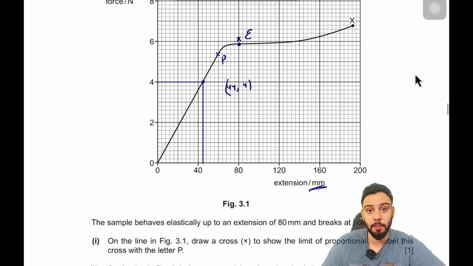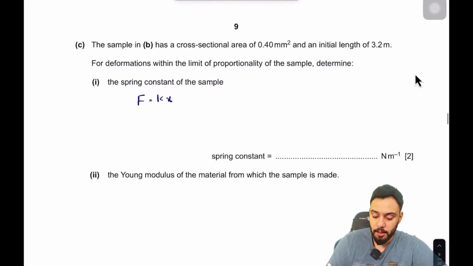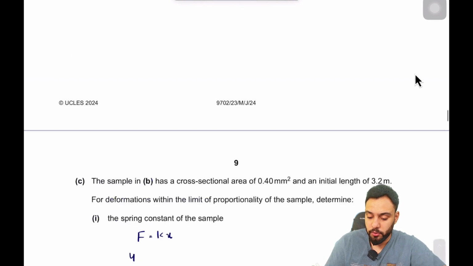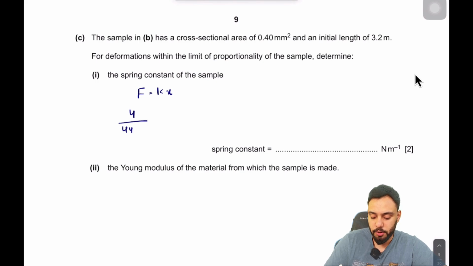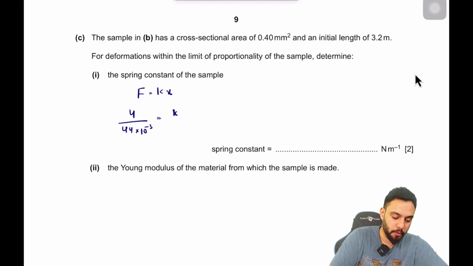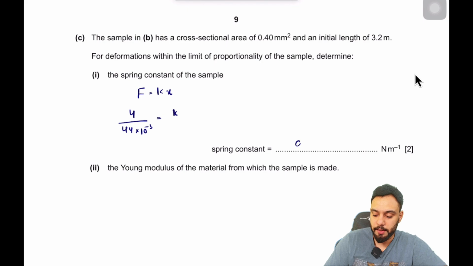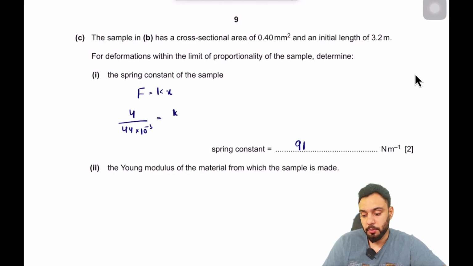Since the values are in millimeters, I would have to convert them to meters. Beware of that. So 4 is going to be the force, and 44 millimeters, I would have to convert to meters, is going to be the extension. So k equals 4 divided by 44 times 10 to the power of -3, and I would get the value of the spring constant as 91 newtons per meter.